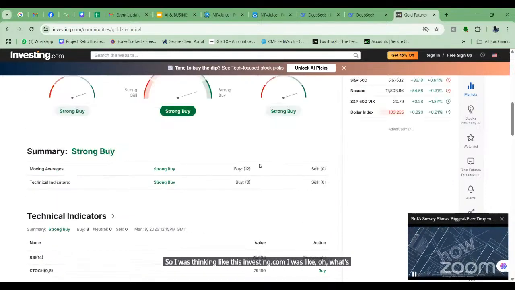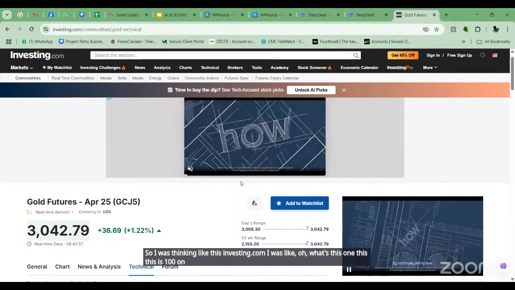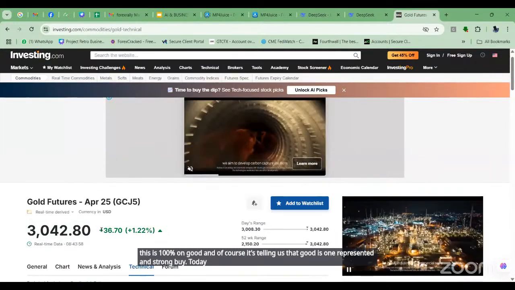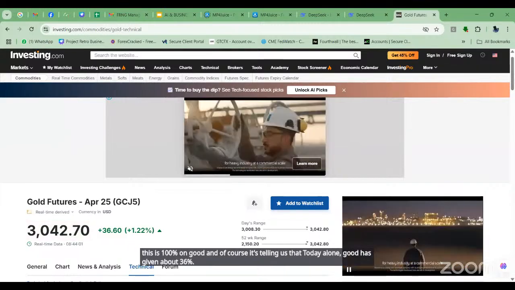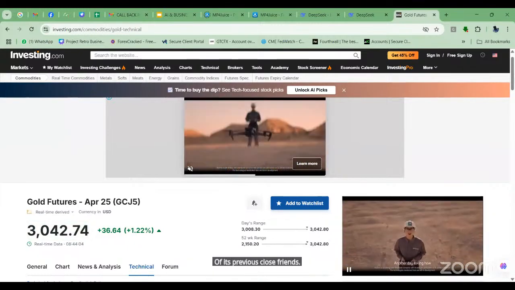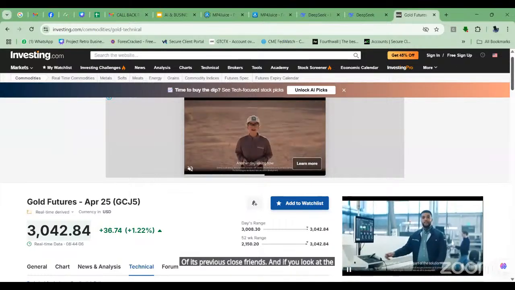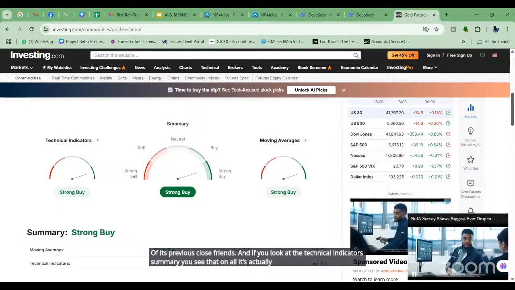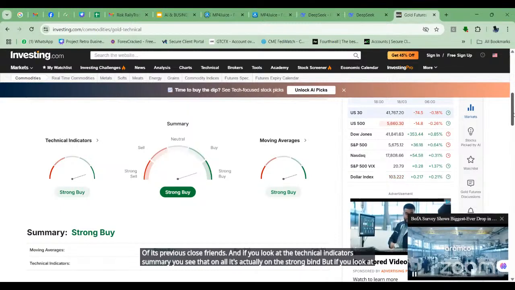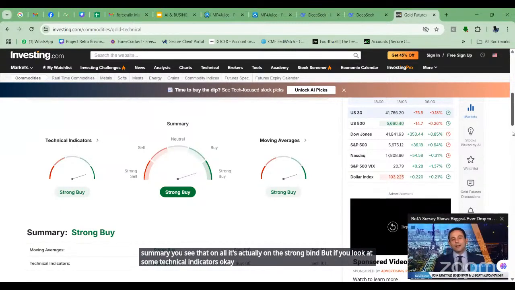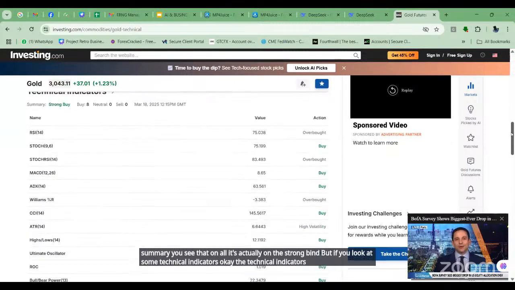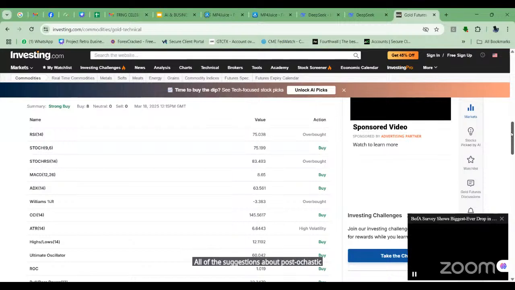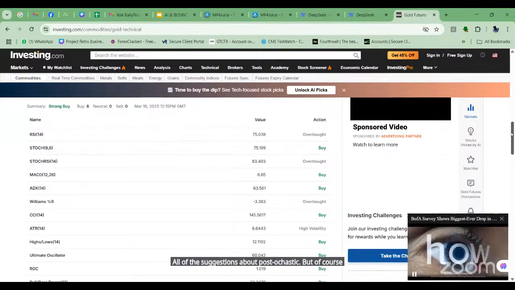This is 100% on gold. And of course, it's telling us that gold is 100% on a strong buy. Today alone, gold has gained about 36% of its previous close price. And if you look at the technical indicators summary, you see that on all, it's actually on the strong buy. But if you look at some technical indicators, you see RSI and all of them suggesting overbought or stochastic. But of course, the moving average and the rest of them is still telling us a strong buy.